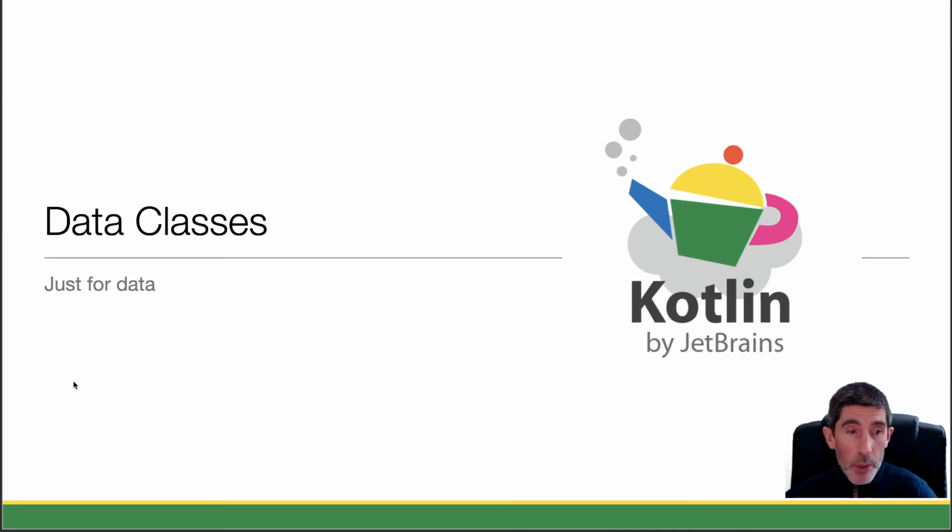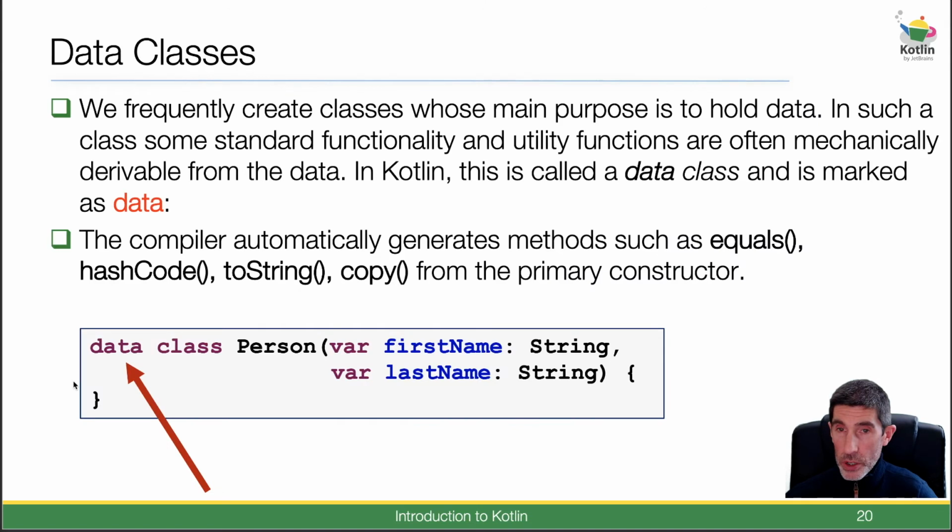Now, to talk a little bit about data classes. These are going to be very relevant in all our labs, both on the console side and on the Android side, and it's essentially just for storing data. So this is what we're going to start with first. We frequently create classes whose main purpose is just to hold data. In such a class, some standard functionality and utility functions are often mechanically derivable from the data. In Kotlin, this is called a data class and is marked as data. So the modifier data is used.